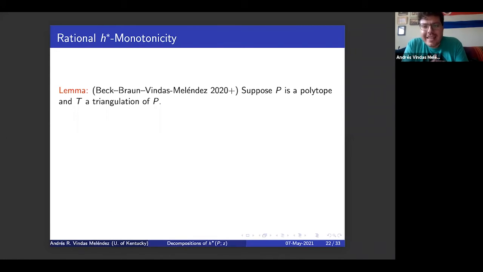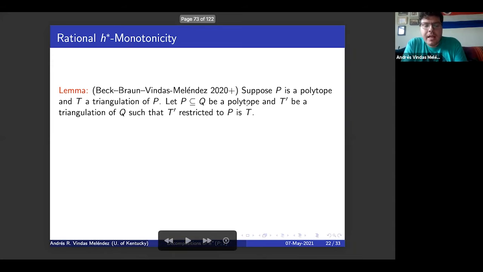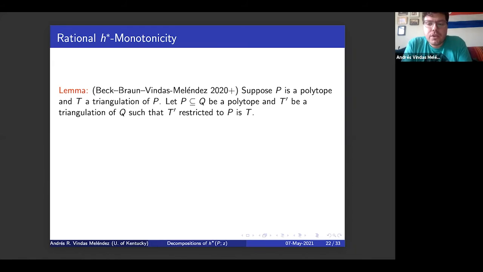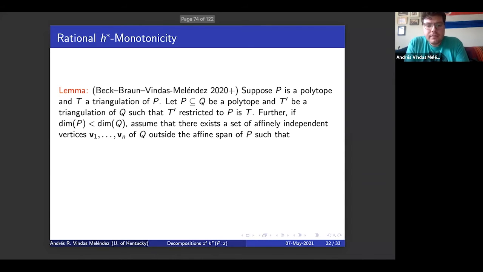And so this lemma, which I won't prove to you, but it really is the big work of the result, but I'll state it. So again, I'm supposing P to be a polytope and T to be a triangulation of P. I'm going to take P to be contained in Q and T prime to be the triangulation of Q, such that when I restrict myself to P, that triangulation is T, okay?